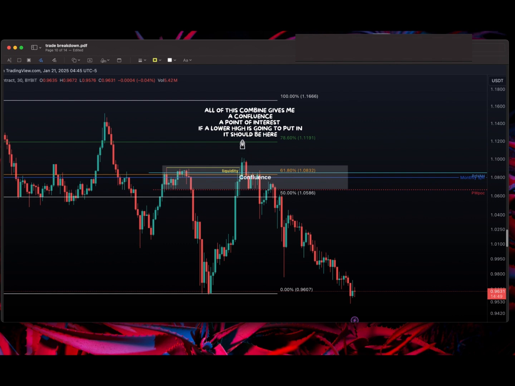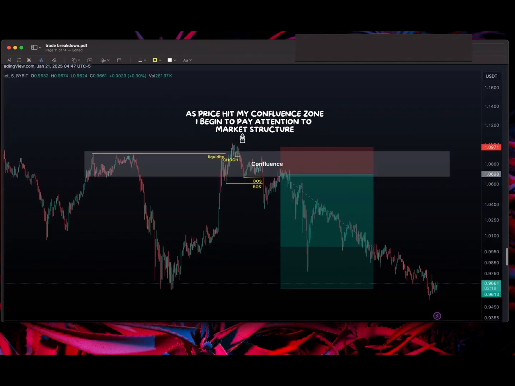Putting everything together, all of this combined gives me a confluence in this zone. The liquidity, the monthly, the previous day value high, the previous week POC, all of them coming together in a zone, which gives a good confluence. As price gets into my zone, it's my level of confluence.